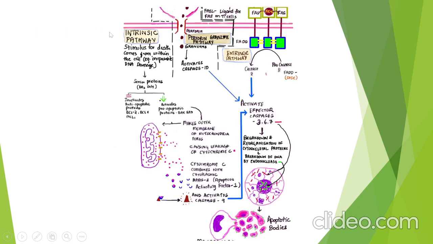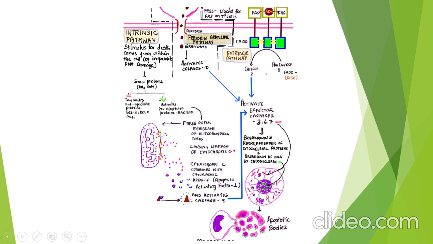So here you can see the intrinsic pathway. In this, the stimulus for death comes from within the cell when the cell is irreparably damaged. For example, the DNA is damaged irreparably due to chemotherapy, radiotherapy or some other reason. The sensor proteins sense this and they decrease the amount of anti-apoptotic proteins and increase the amount of pro-apoptotic proteins. Once BAX and BAK are increased, they go towards the mitochondria and create holes in its outer membrane. So here they have created holes.